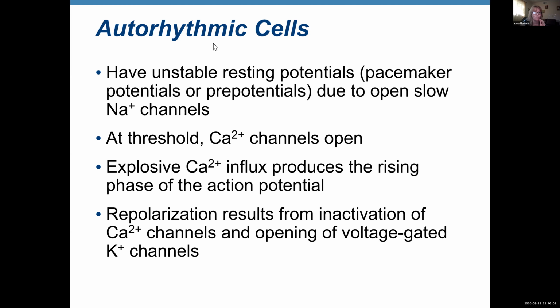This is only for these autorhythmic cells, right? The rest of the cells will be similar to your skeletal muscle cells: sodium in, potassium out. But those autorhythmic cells will have sodium go slowly in. So the resting potential is unstable, and then calcium moves in. And this influx of calcium produces the rising phase of the action potential.